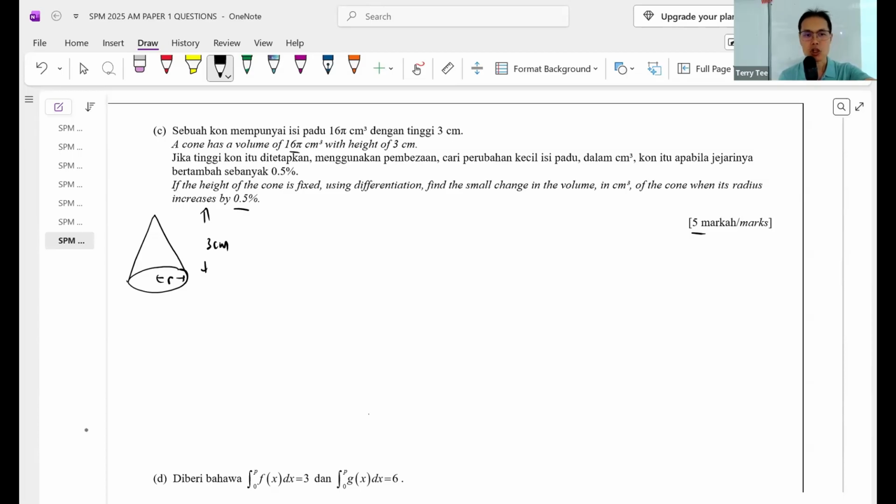Radius, I don't know what it is. I'm going to call it r. So what is the formula for volume of cone? Volume of cone is what? Pi r squared h. But here's the thing, your h is fixed. Your height is fixed. You cannot put h there. You have to put 3 because you got to differentiate. You cannot differentiate when you have multi-variable. Yeah, h is a constant. It's not a variable. Your height is fixed.